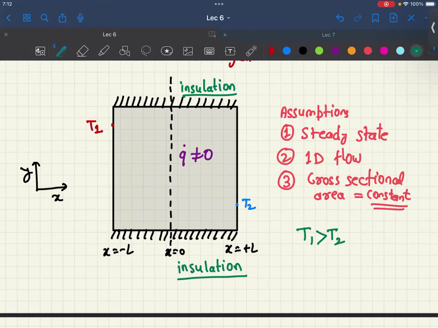So now why are we doing this? We are doing this to make sure that the heat transfer is going to occur only along this direction, right? This is the direction of heat transfer. So heat is getting transferred in this direction.